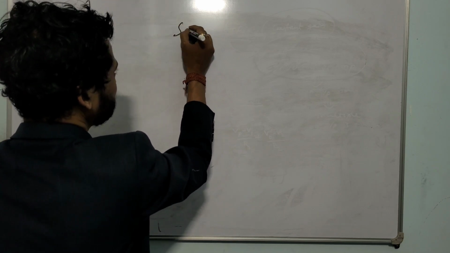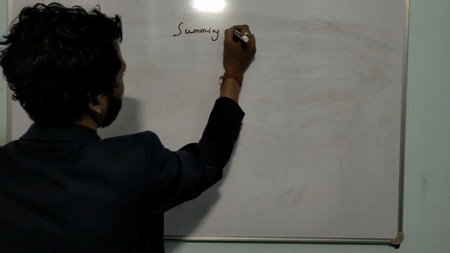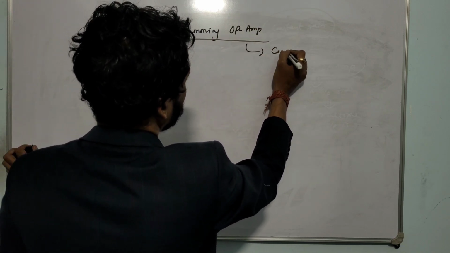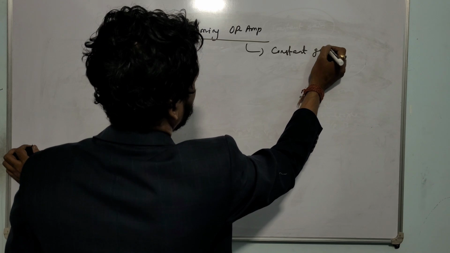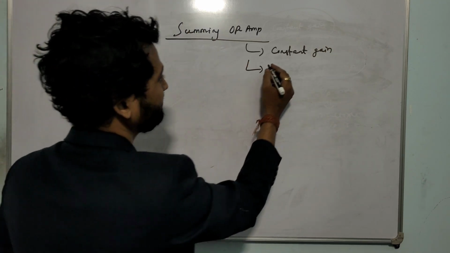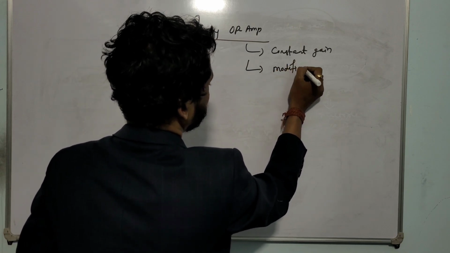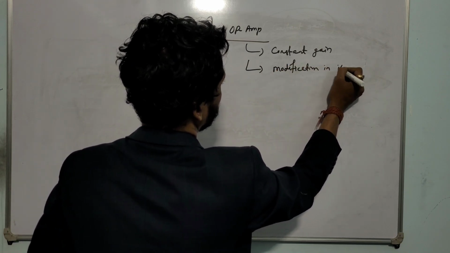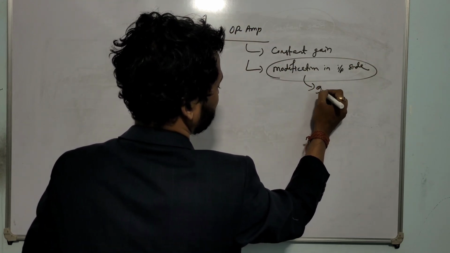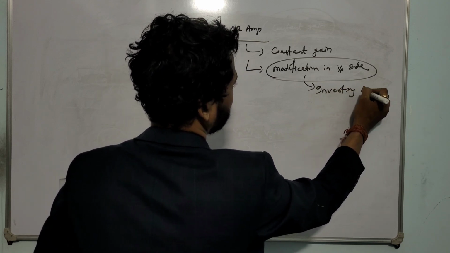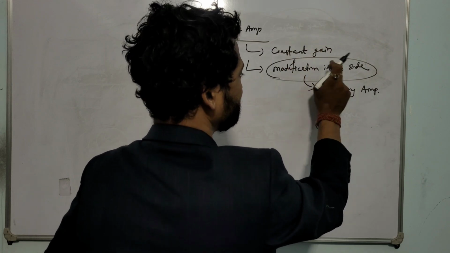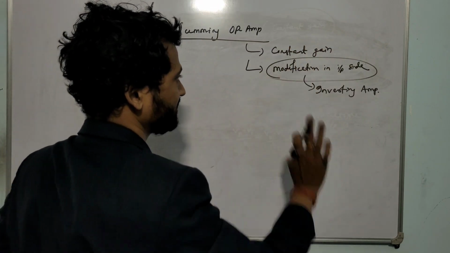Okay, now we'll discuss the last portion, that is summing amplifier or summing operational amplifier. What is a summing operational amplifier? It is a constant gain amplifier and it is an inverting amplifier with little modification. Meaning it is an amplifier with modification in input side. Which type of amplifier? Inverting amplifier. It is an inverting amplifier with some modification in input side and it is a constant gain amplifier.